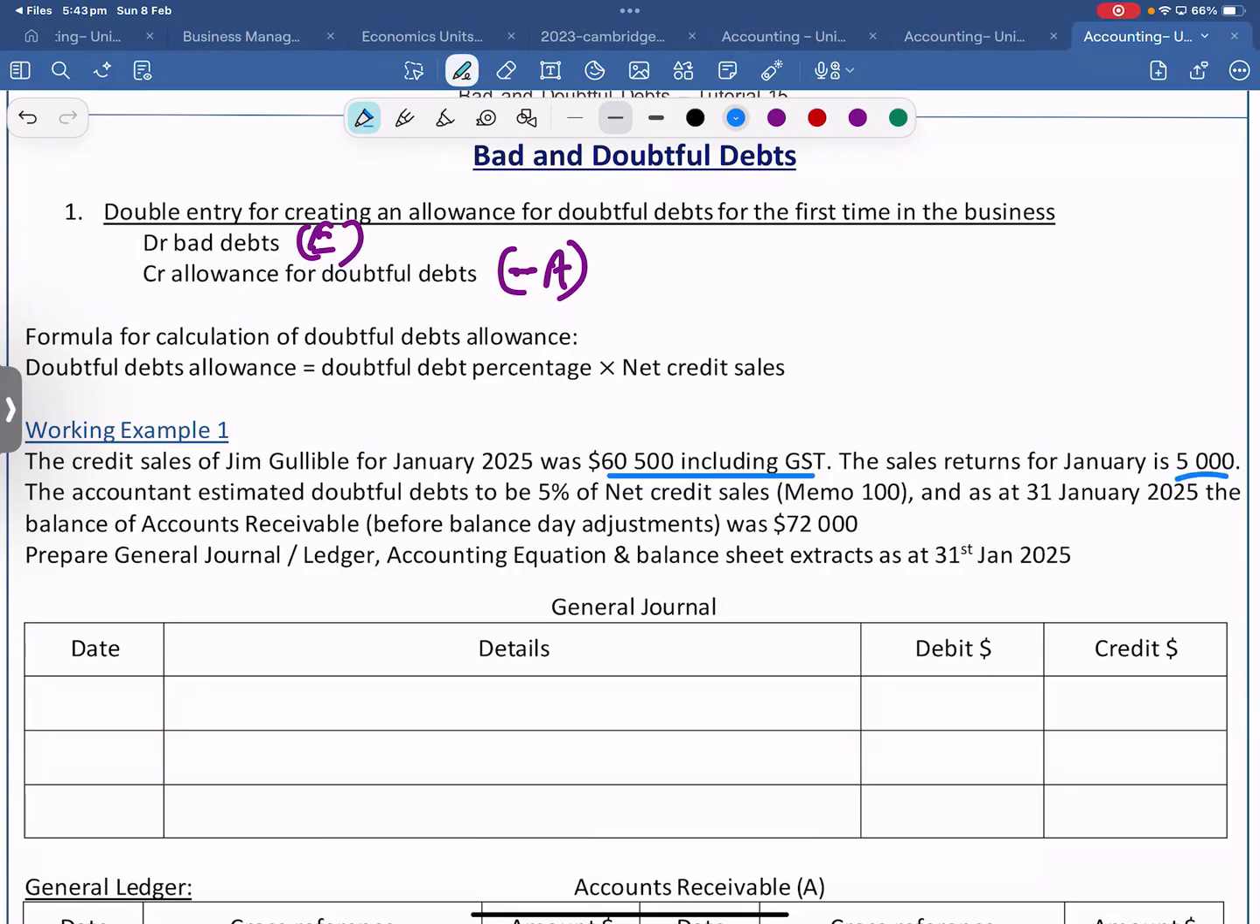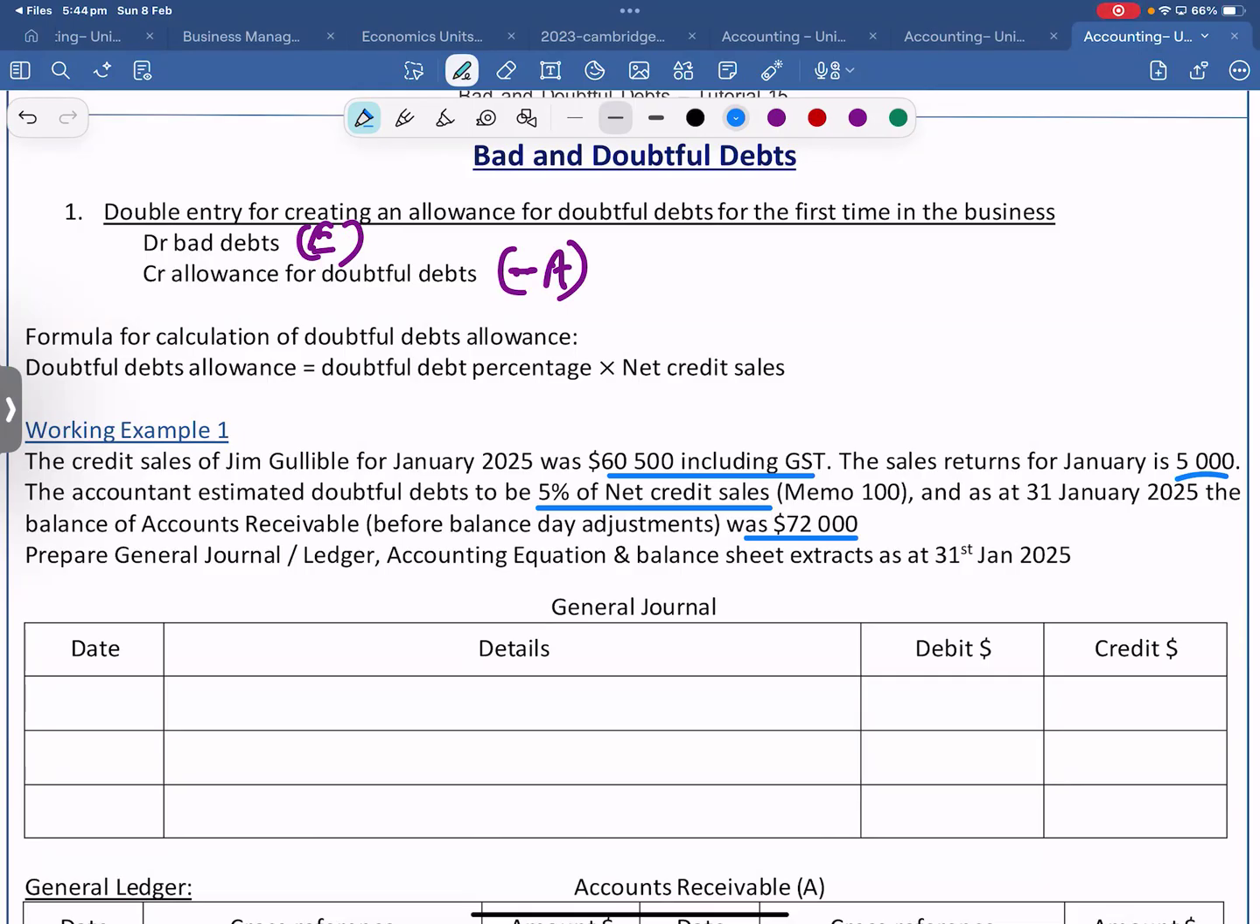The accountant estimated doubtful debts to be 5% of the net credit sales. And as at 31st January, the balance of accounts receivable is given as 72,000. Now, prepare the general journal, ledger, accounting equation, and so on. Okay. Now, guys, what do we have to do? We don't have any amount. We know net credit sales, right? And then we have been given a doubtful debt percentage, which is determined by the business or the accountant or the owner, whoever.